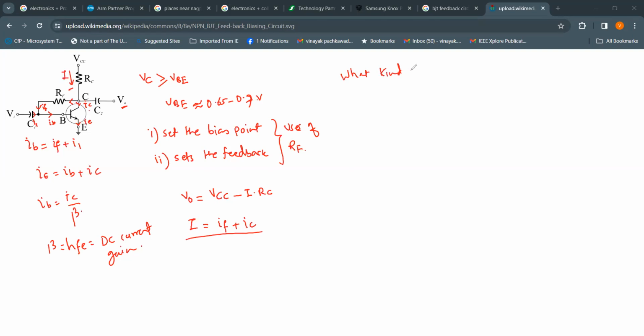What kind of feedback is this? So we say that we are sensing the output voltage, and we are converting it to a current. So if we can actually draw the negative feedback amplifier circuit, we have this AOL, that is the open loop gain. Then we have this feedback network beta.